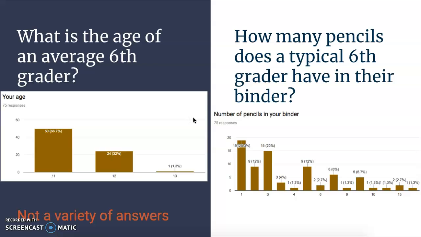We are looking for something a lot more like what's on the right. How many pencils does a typical sixth grader have in their binder, where we have all of these different answers, and you can see that there is much more of a variety.